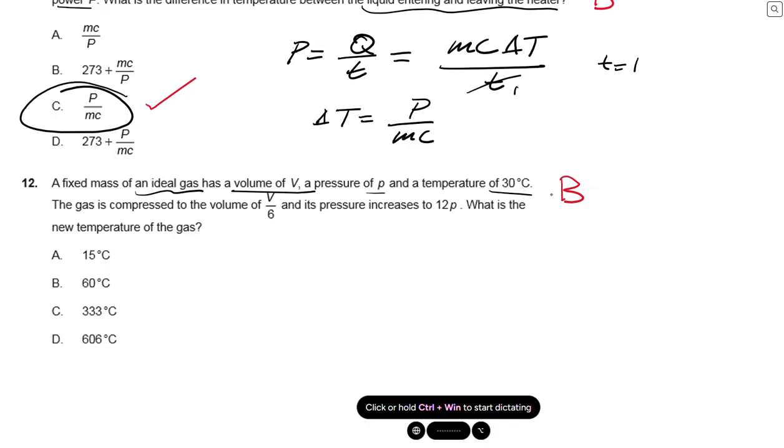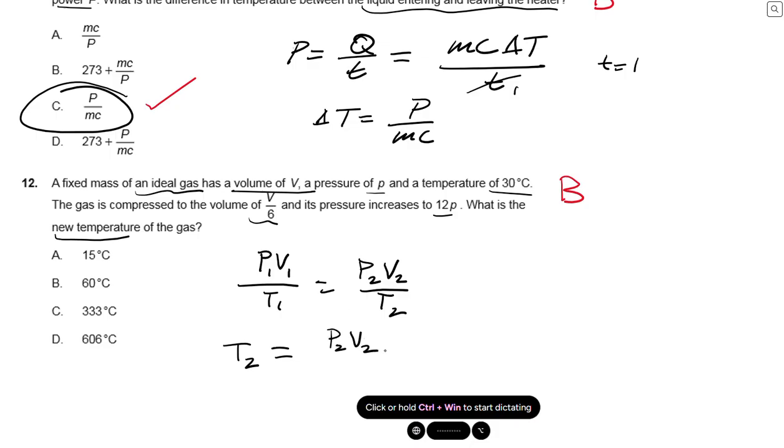Now, a fixed mass of an ideal gas has a volume V, a pressure P, and a temperature of 30 degrees Celsius. The gas is compressed to a volume of V over 6. Its pressure increases to 12P. What is the new temperature of the gas? So we have P1 V1 over T1 equal to P2 V2 over T2, and we're trying to find T2. T2 is just P2 V2 T1 divided by P1 V1.